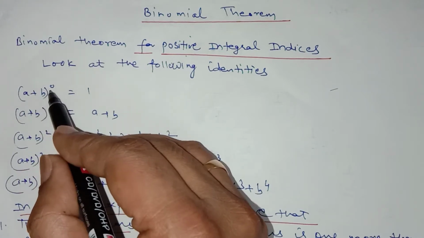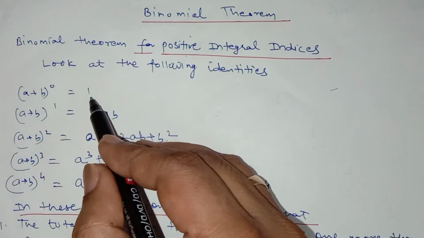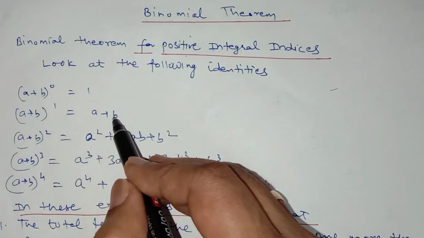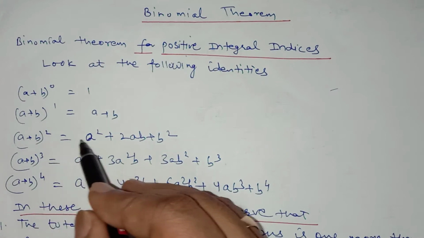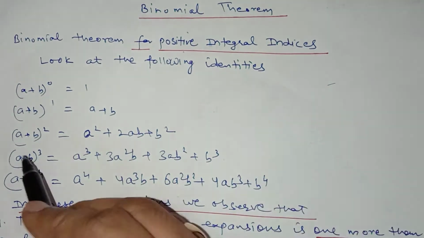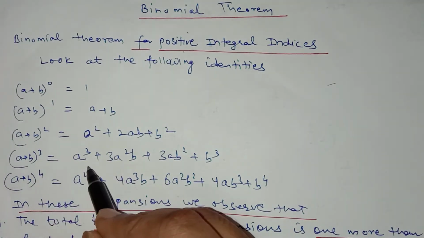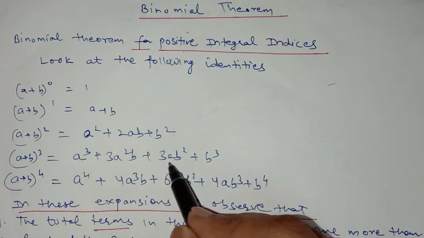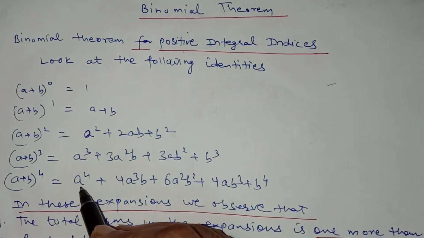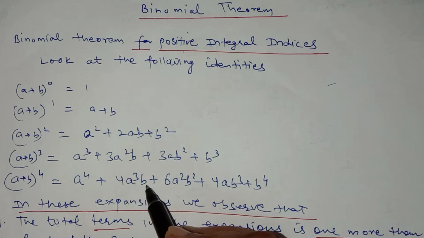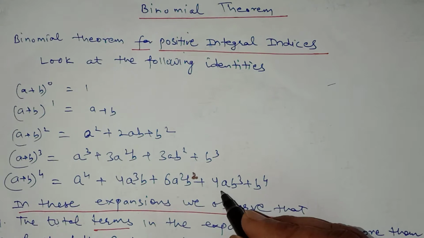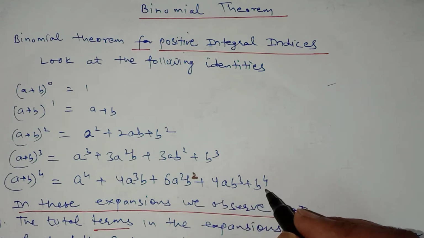So (a + b) raised to power 0, we know that it is equal to 1. (a + b) raised to power 1 is equal to a + b. (a + b) whole square is a square + 2ab + b square. See the terms very carefully. (a + b) whole cube is equal to a cube + 3a square b + 3ab square + b cube. (a + b) raised to power 4 is equal to a raised to power 4 + 4a cube b + 6a square b square + 4ab cube + b raised to power 4.